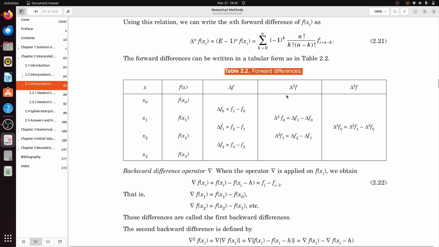Next, you need to compute the second order forward difference. How to determine it? You determine delta f1 minus delta f0. That will be delta square f0, and this is delta square f1, that is delta f2 minus delta f1. Then delta cube f0 will be delta square f1 minus delta square f0, and that is how you move further.